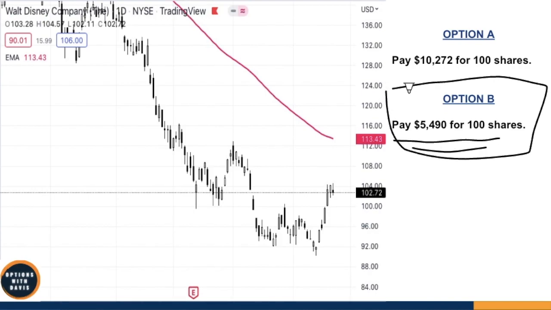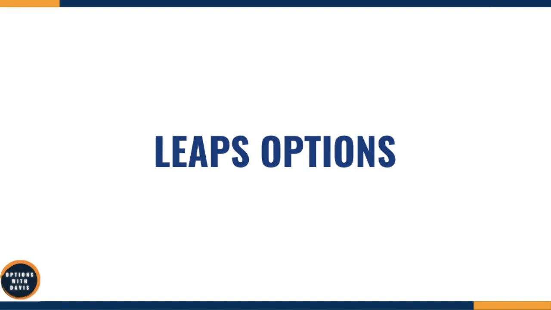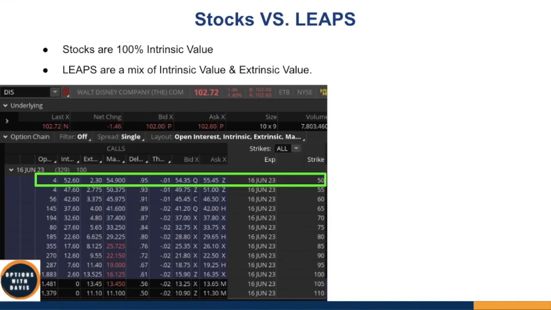They thought that the only way they can buy 100 shares would be to pay outright $10,272, when there is in fact this other option. And this other option is by using LEAPS options, LEAPS call options very specifically. In this video, I'm going to talk all about the difference between stocks versus LEAPS and give you a much more informed decision on which is better for you.